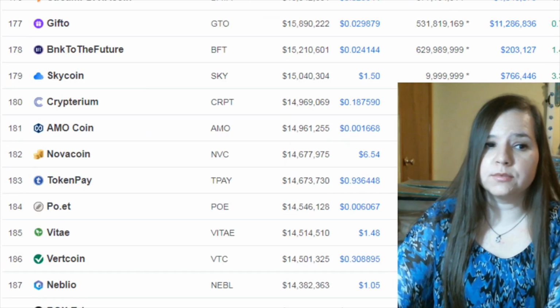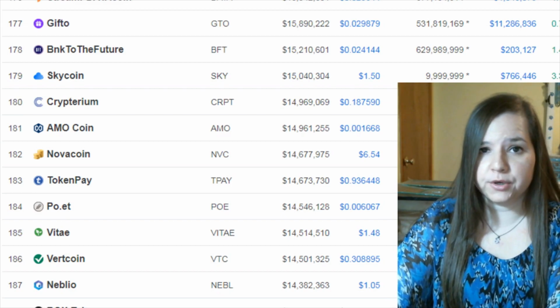Po.et is currently ranked as number 184 on CoinMarketCap.